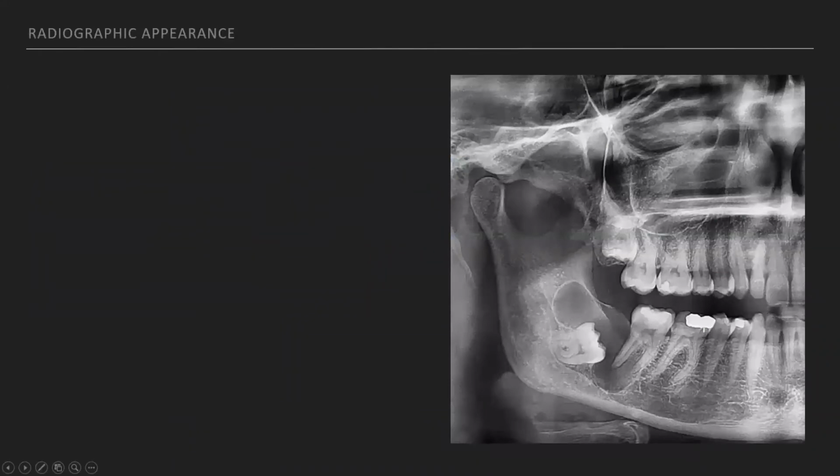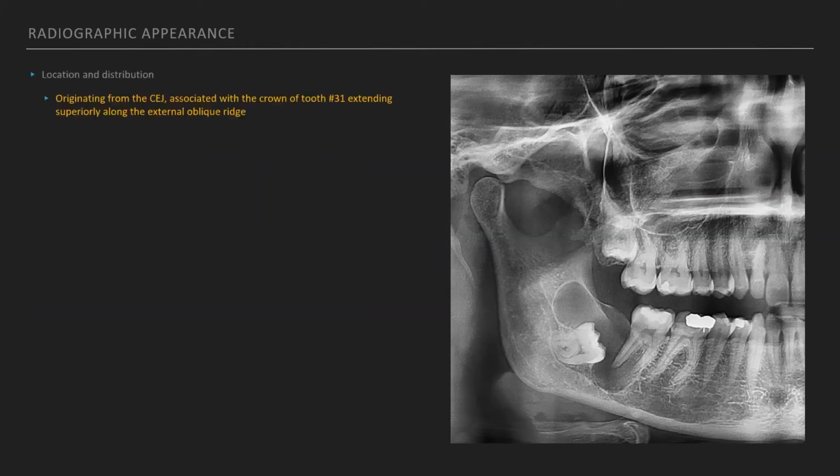Case 2, this is a nice cropped panoramic image. Again, we're just going to go down this radiographic appearance and the location distribution. You can see here originating from the CEJ. That's a huge hallmark associated with the crown of tooth number 32. Sorry, missed that there. So superiorly along the external oblique ridge.